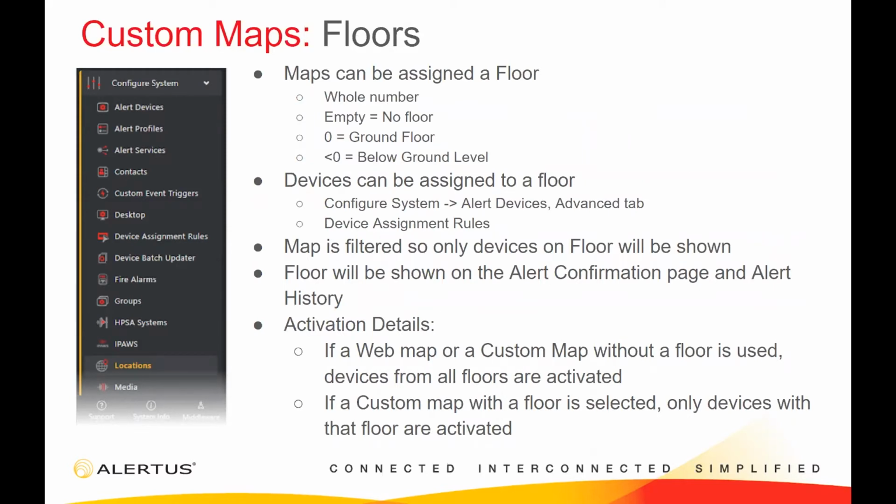Which brings us to the second change, floors. So this one's pretty cool. When you upload a map, you determine where it is in the world by matching it to world coordinates. But you can also declare what height it is by specifying a floor. Then when you dispatch an alert, you can filter using maps to only alert a specific floor.